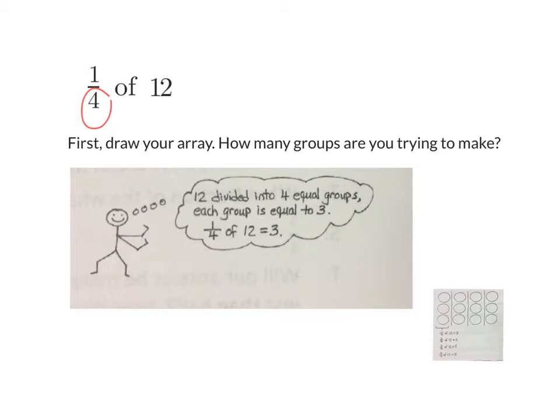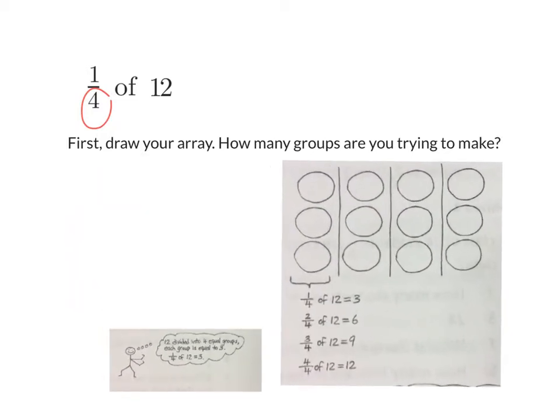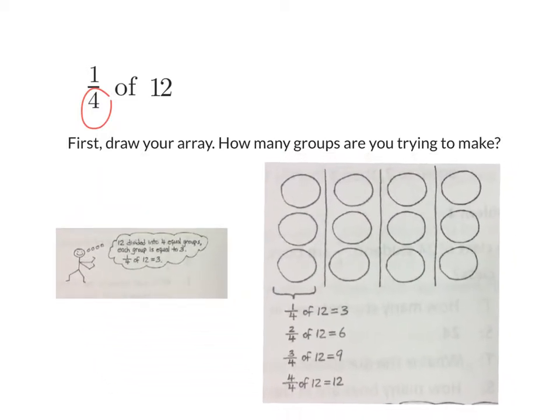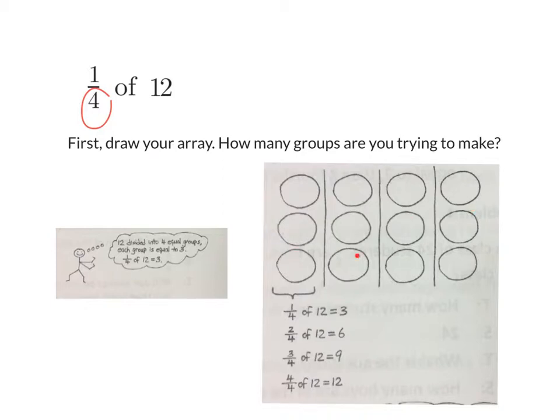Okay, so that means I'm going to want to draw 12 items, and I want to arrange it so that they are in 4 groups. That means I'm going to draw 1, 2, 3, 4, and then move down to my second row of 4, and my third row of 4. Therefore, we can see 1 out of 4 groups would be these ones right here, and that's 3 items. So 1/4 of 12 is 3. Down here, we can also see 2/4 would be 2 groups, and that would be 6. 3/4 would be 3 out of the 4 groups, and of course 4 groups would be 4 out of the 4 groups.